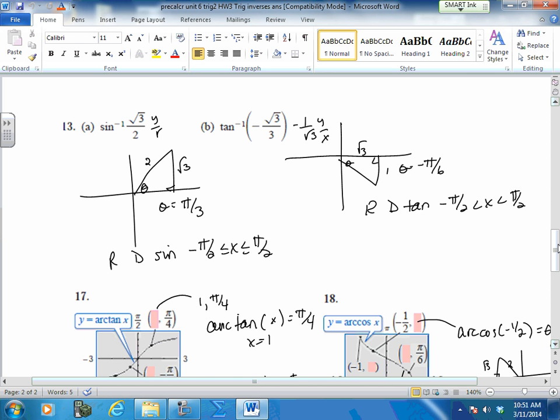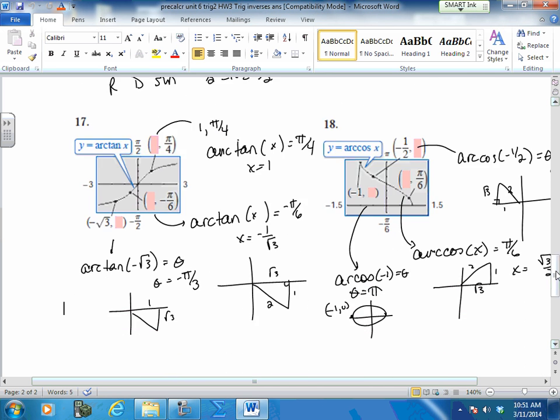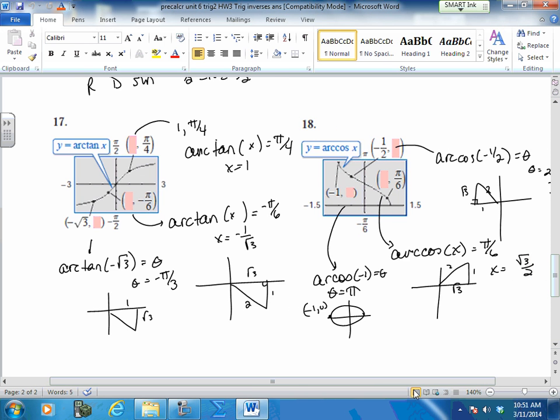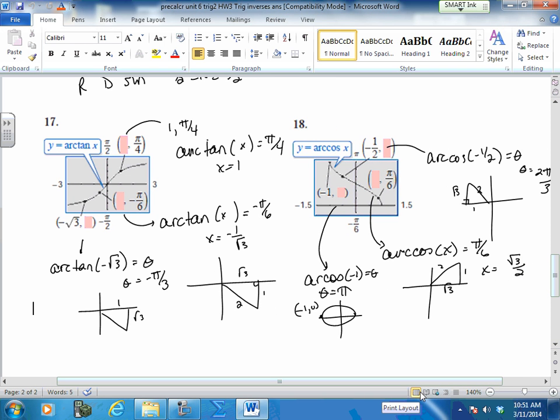Number 17 and 18, we're basically asking you the same thing. I like this, but it was basically just asking, it gave the inverse graph, and it said, for this one, if I'm looking at the tangent curve, what's the tangent in quadrant 1 for an angle that's 45 degrees? What is the tangent of 45? 1. So there was your answer, 1.